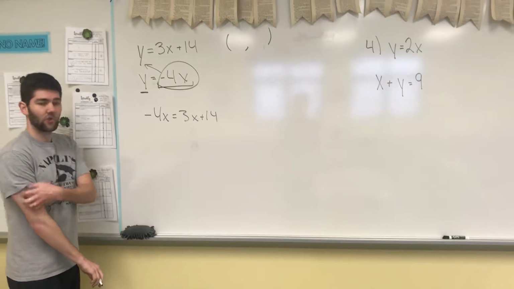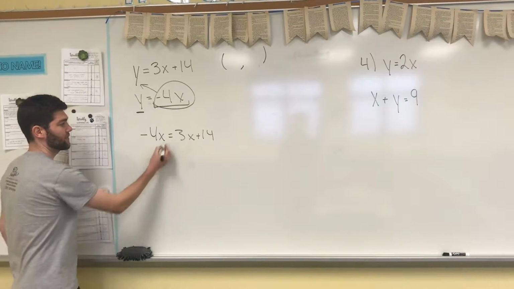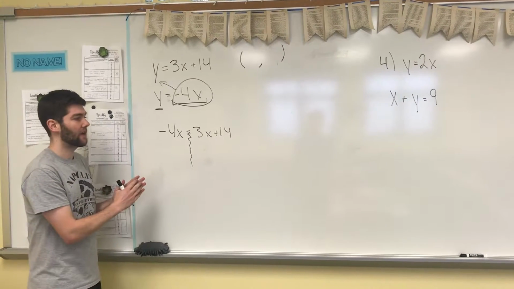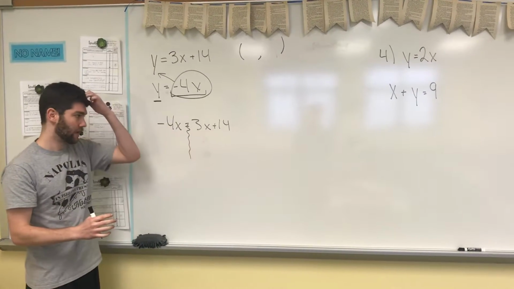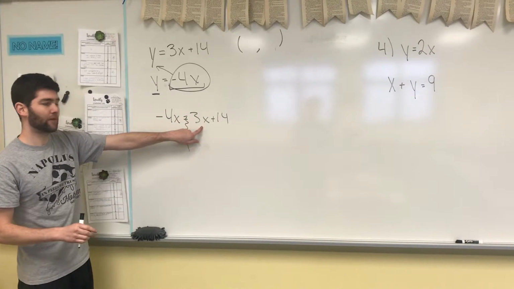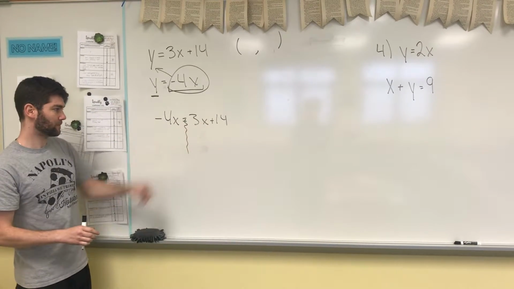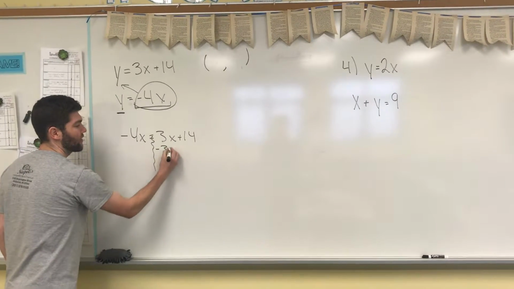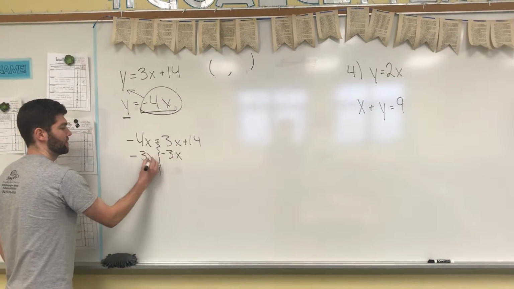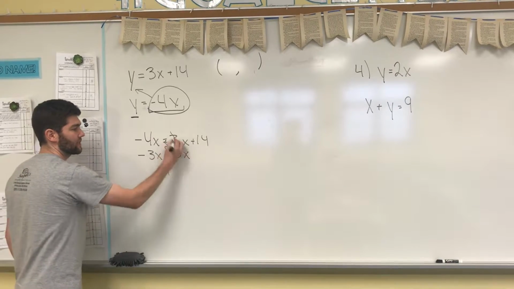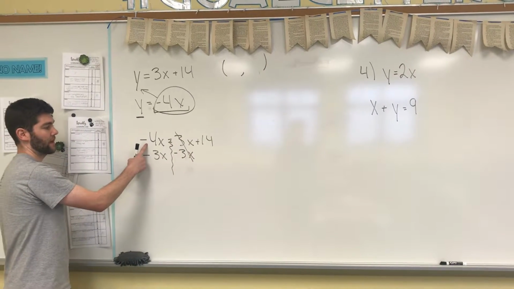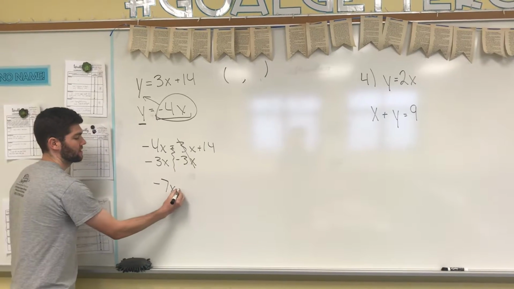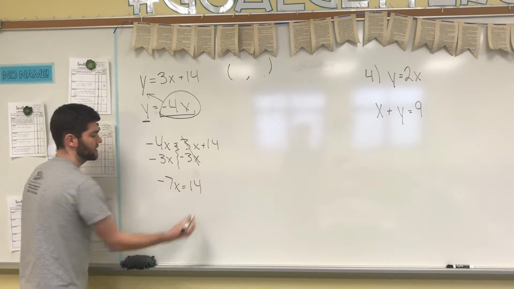Now, this is a sort of two-step equation here, so I'm going to separate my two sides of the equation, and I'm going to get my x's together on one side and just my whole numbers on the other. So in order to do that, I need to move this 3x using inverse operations. The inverse of a positive 3x is a negative 3x, so I'm going to subtract 3x on both sides. 3x minus 3x cancels out. Negative 4x minus 3x equals negative 7x equals 14.